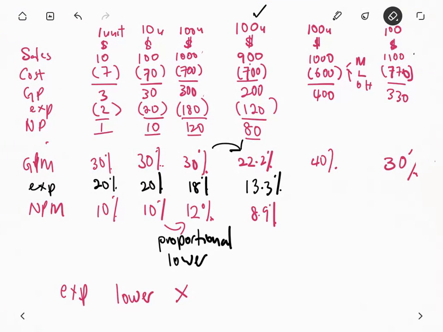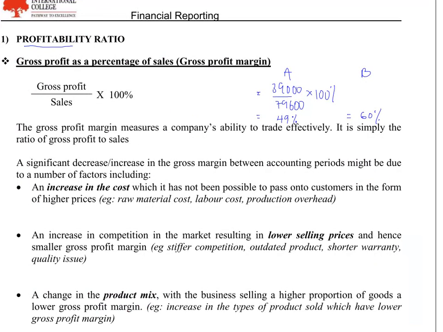So you have to come back to here. GP margin is higher because of two things, right? Selling price and cost per unit. So what happened to the selling price for company B? Is it higher? Yes. This one we should know. What happened to the cost? It could be because the cost is lower, right?